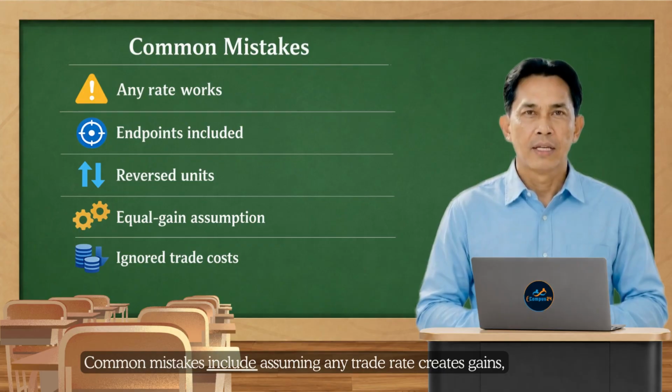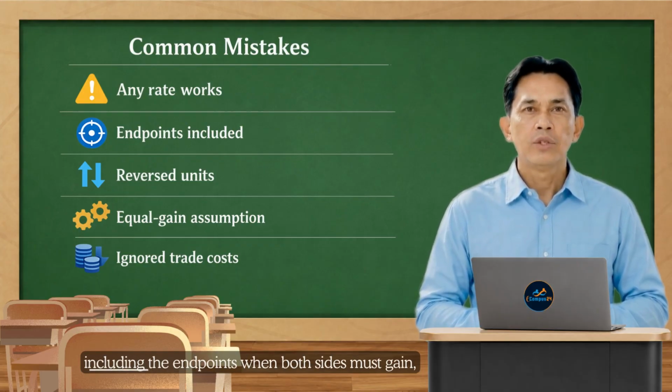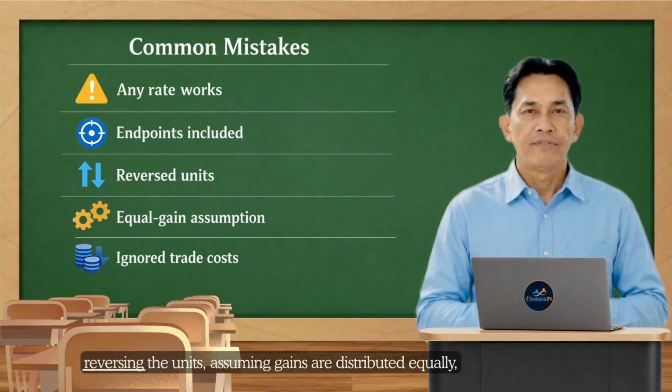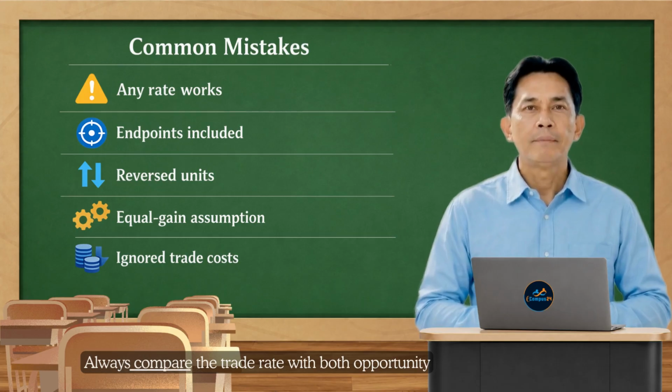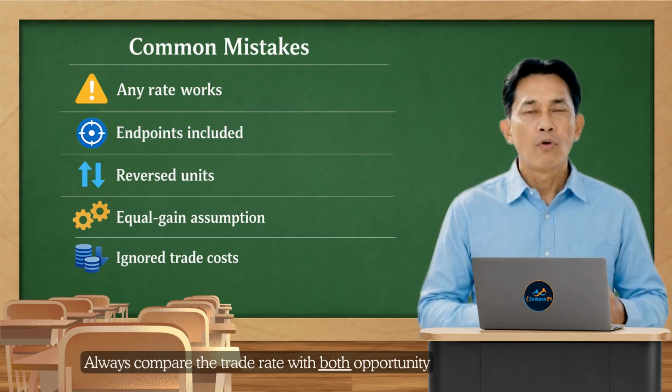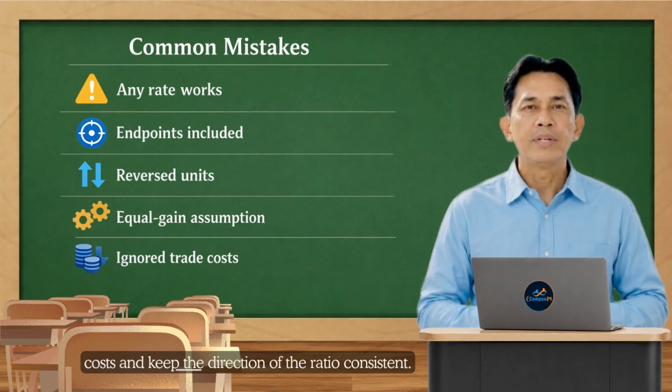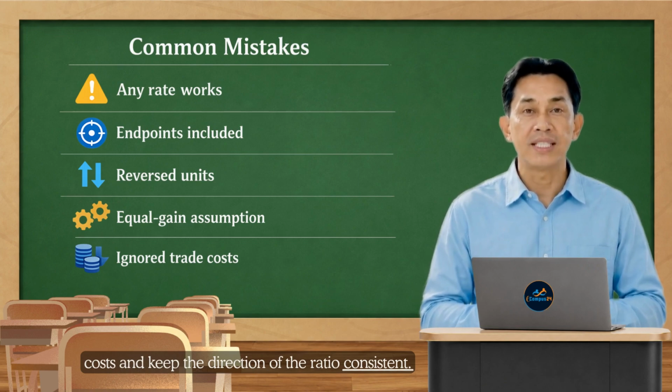Common mistakes include assuming any trade rate creates gains, including the endpoints when both sides must gain, reversing the units, assuming gains are distributed equally, and ignoring transaction costs. Always compare the trade rate with both opportunity costs and keep the direction of the ratio consistent.